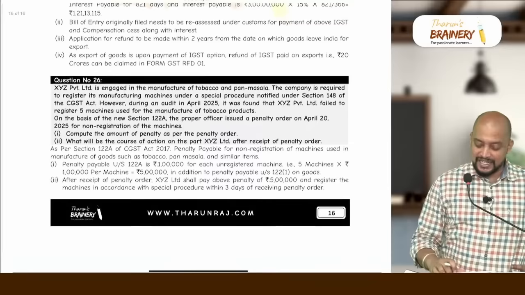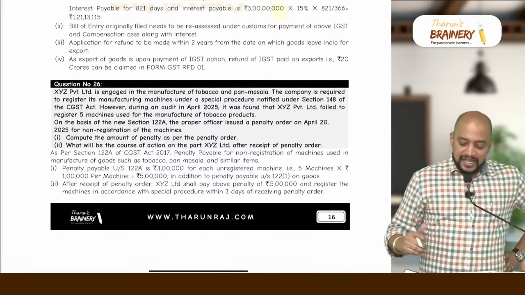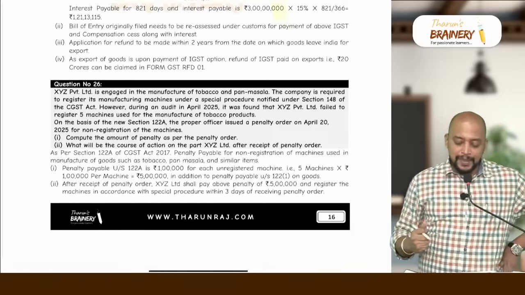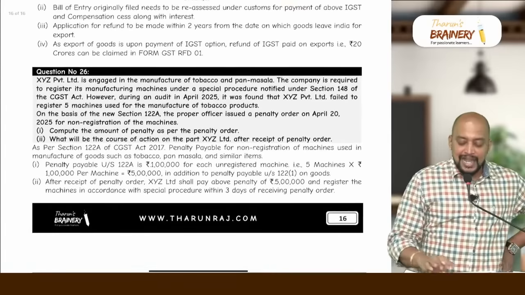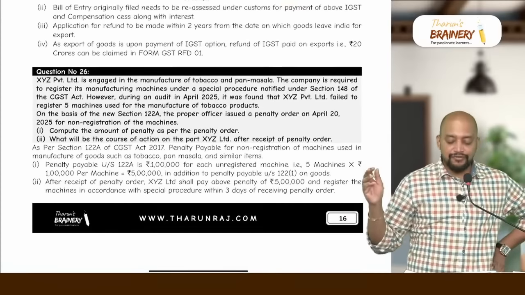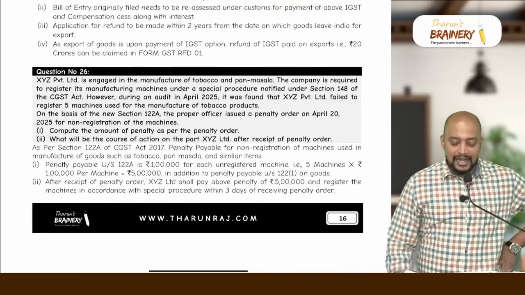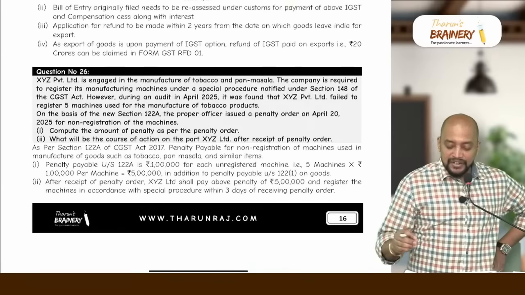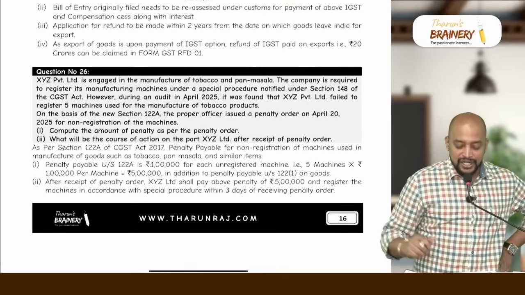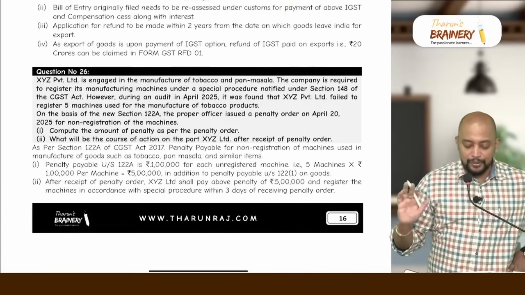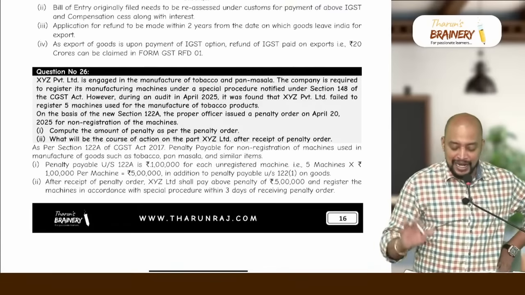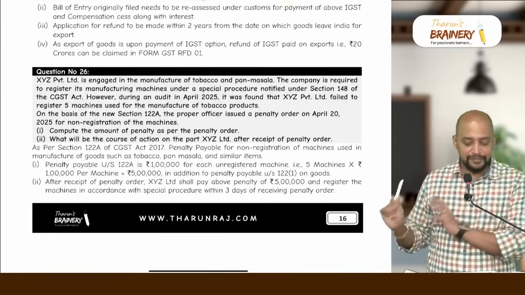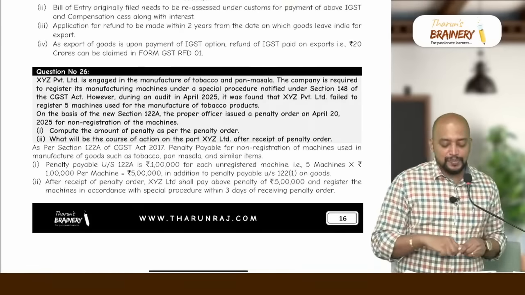See this question number 26, XYZ Private Limited is engaged in manufacture of tobacco and pan masala. The company is required to register its manufacturing machines under a special procedure notified under section 148 of the CGST Act. However, during an audit in April 2025, it was found that XYZ Private Limited failed to register 5 machines used for manufacture of tobacco products. On the basis of this new section 122A, the proper officer issued a penalty order on April 20, 2025 for non-registration of machines. Compute the amount of penalty as per the penalty order.